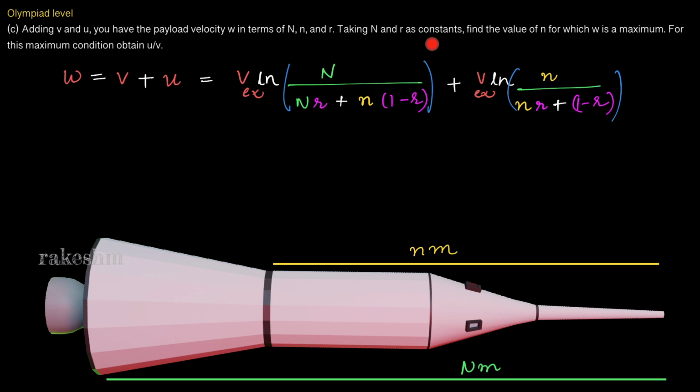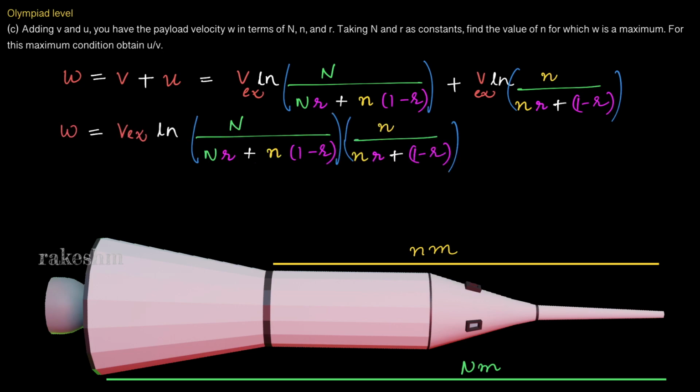Taking capital N and r as constants, find the value of small n for which w is maximum. So we need to find small n such that the final velocity of the payload is maximum. For this maximum condition, obtain u by v. So at the value of small n where w is maximum, we also need to calculate u by v. So we can write this w as Vx ln a plus ln b, which is ln a into b. Now for this whole expression to be maximum, see, this is a constant. So if this is maximum, then w will be maximum.